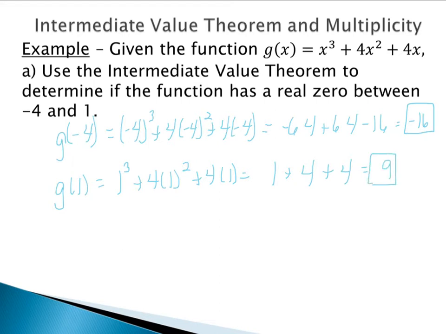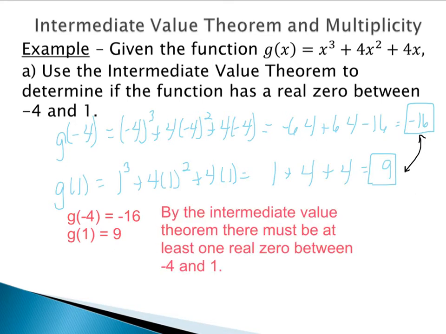So we found these function values. Using our intermediate value theorem, we need to determine if there is a real 0. The intermediate value theorem says that if the function values have different signs, then there must be a real 0. Since g of -4 was -16 and g of 1 was 9, the fact that these two answers have different signs means there must be at least one real 0 between -4 and 1. There might be more, but there is at least one.